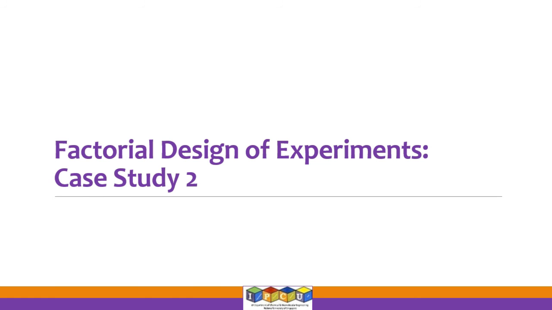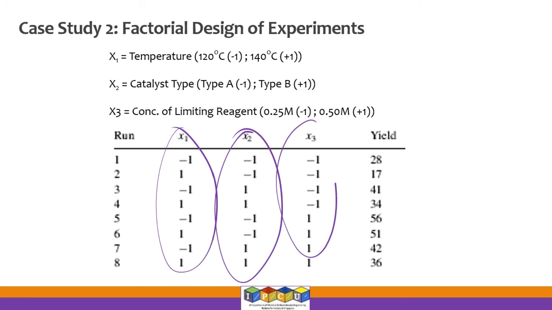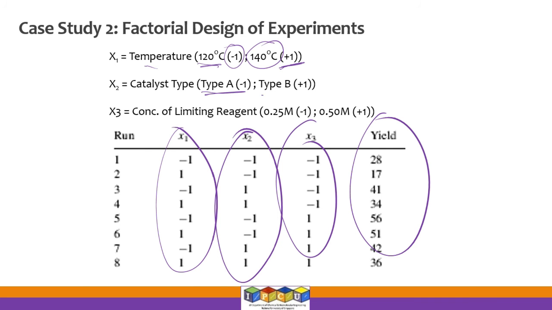So we can go to case study 2, where we are studying the effects of three factors, x1, x2, and x3, on the product yield. x1 is temperature, and the actual readings are 120 degrees Celsius, which is coded as -1 low, and 140 degrees Celsius is the high value allowed for x1, coded as +1. Catalyst type is going to be type A or type B, so it's a discrete quantity. And for the concentration of limiting reagent, the low value is 0.25 molar and the high value is 0.5 molar.